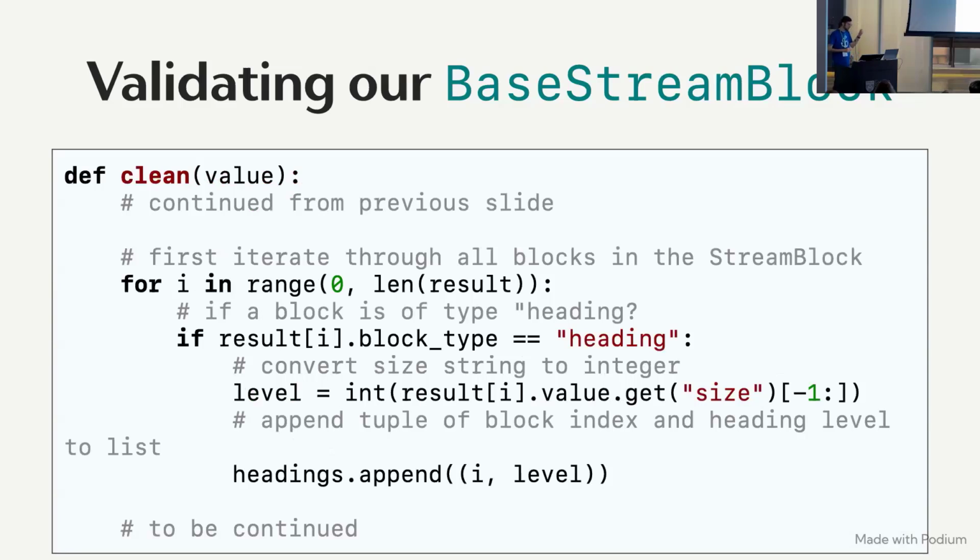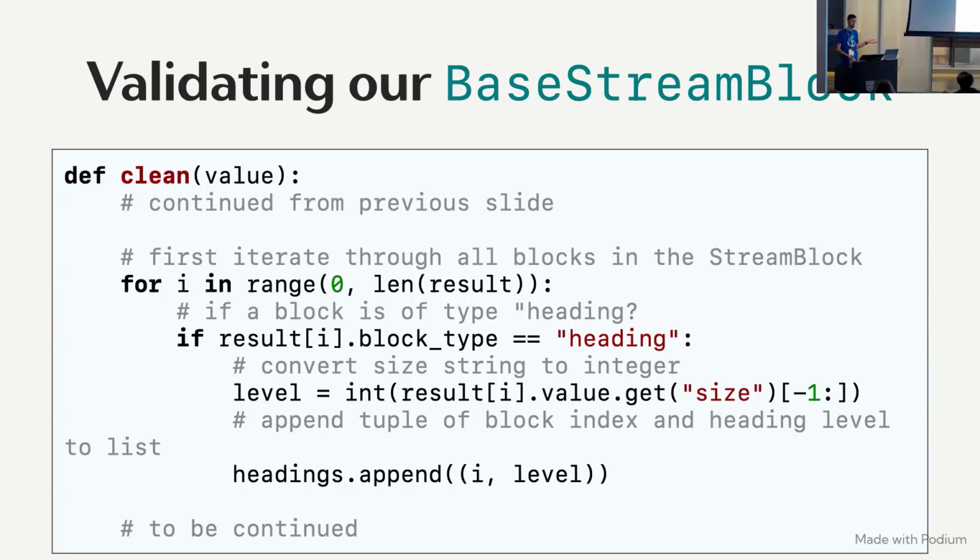Next step is to loop through all of the child blocks in the stream block that we are validating. I think I'm missing the self in this clean, but the self is this stream block class that is again applied to whatever stream field you're looking at. If a block type is heading, then we convert its size to its string-defined heading size, which was H2, let's say, chop off the H and we get the integer value of that level, and then append that tuple of its index and level to the list of headings.